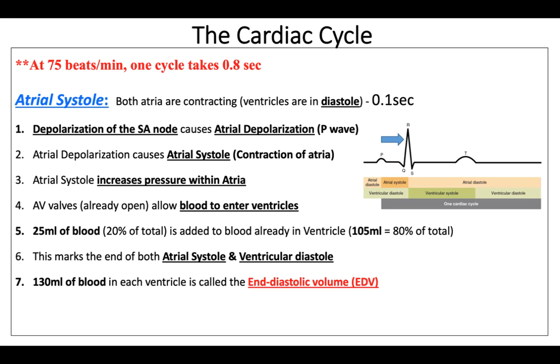So what did we do during atrial systole? We basically added 20%. We kind of topped off the ventricles. They now have what I would call full. They're full. They each have 130. Now the job of the heart is to pump and eject blood out. So we're right here. What's going to happen? Well, we have the QRS, and we're going to switch. The atria are now going to relax, and the ventricles are now going to contract.